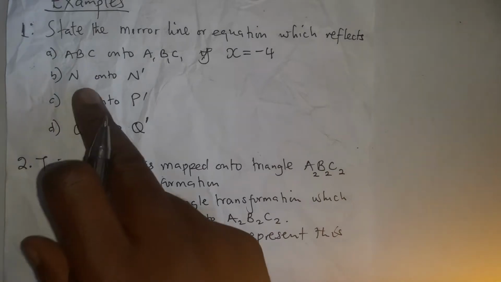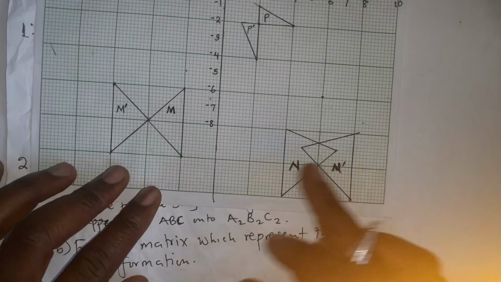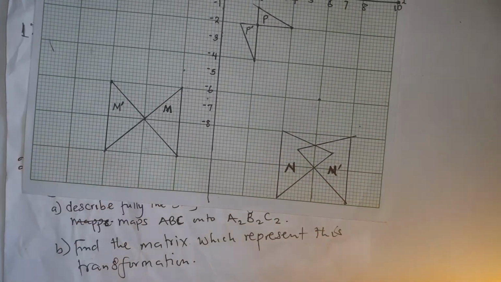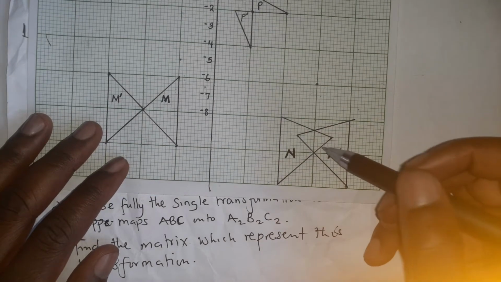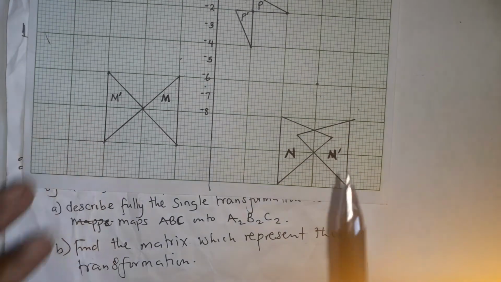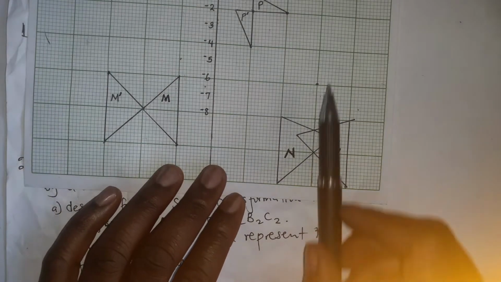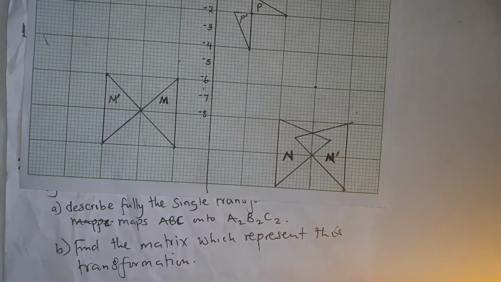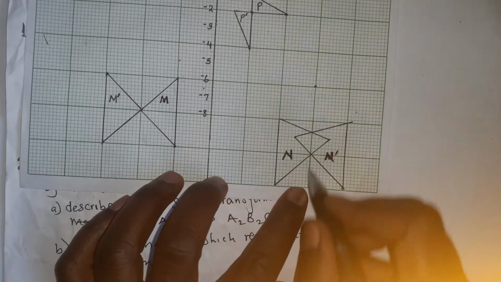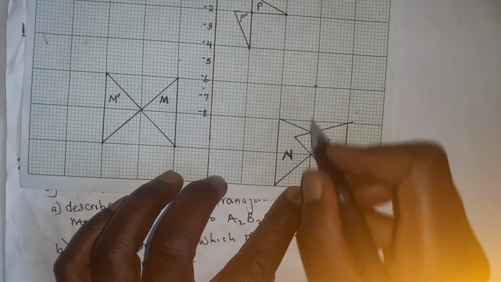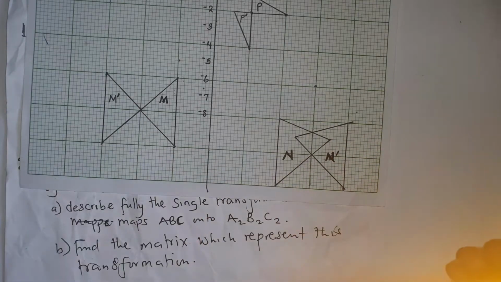Okay? Then A onto A prime. Again, it is very clear here that we can see the line of symmetry, okay? Such that when we fold this thing, it's going to overlap onto the other. Okay, so even on this point, you can see that this middle line here gives us the mirror line, which is the line of symmetry, in other words.